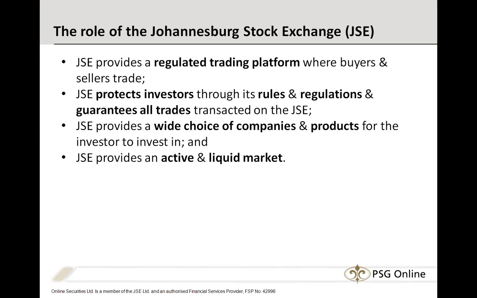Now we're talking about trading on the JSE, and we're talking about listed shares. The JSE provides a wide choice of companies. There's about 400 companies on the market, and an array of different financial products that an investor can invest in. But the main objective for the JSE is to provide an active and liquid market, as I alluded to just now with the secondary and primary markets.